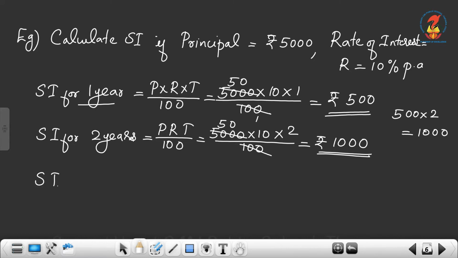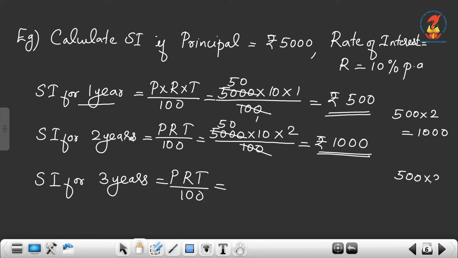Suppose if you want to find out the simple interest for 3 years, how can you find out the answer? It will be equal to P into R into T divided by 100. So 1 year it is 500. So 3 years it will be 500 into 3. So what you will get? 500 into 3, you will get 1500.